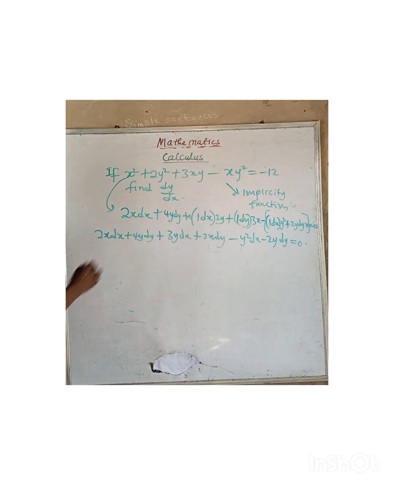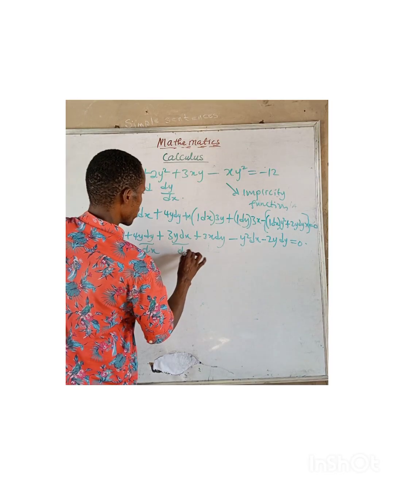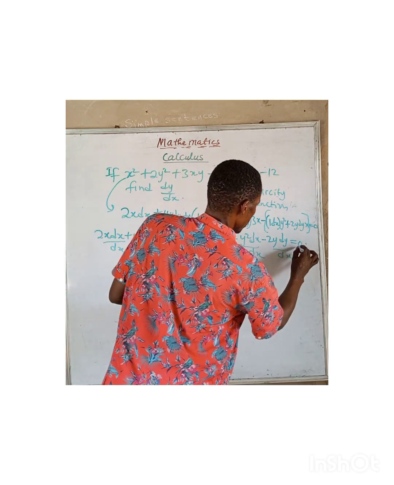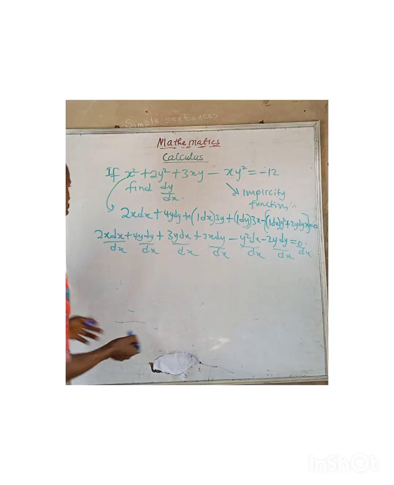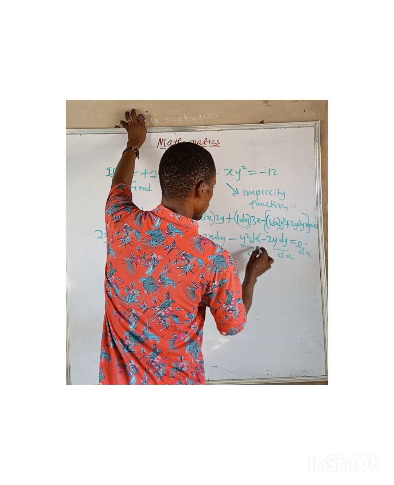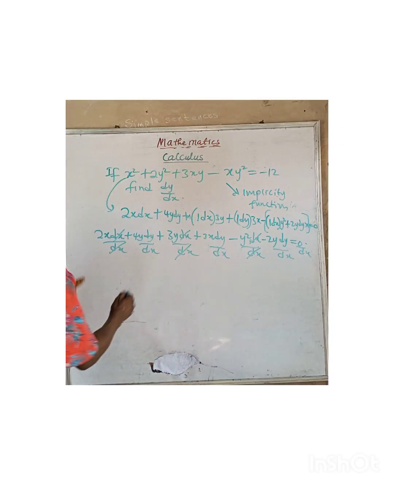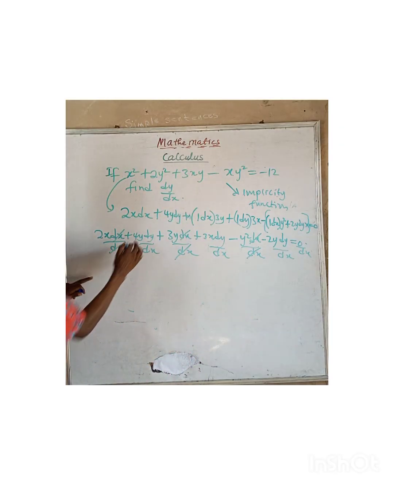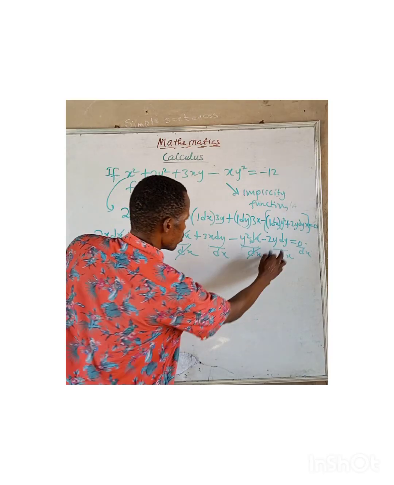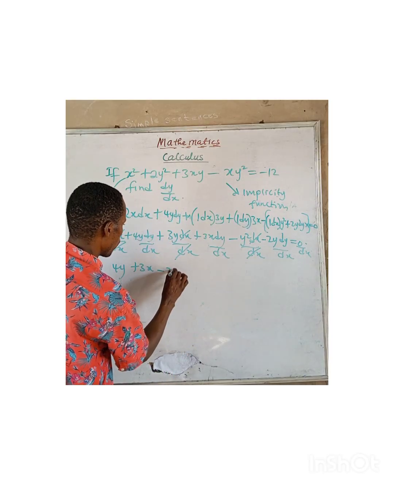Now, going forward, divide both sides by dx. This one now by dx will give you 0. So all the ds will cancel out. All the y will come together, so we pick all the y. This is 4y, carry the y, plus 3x, carry the y. This also carries the y. So minus 2y.